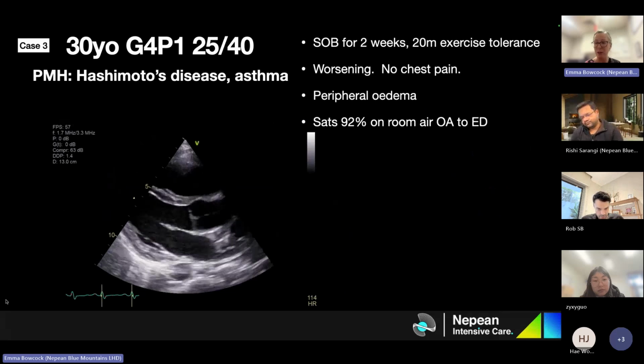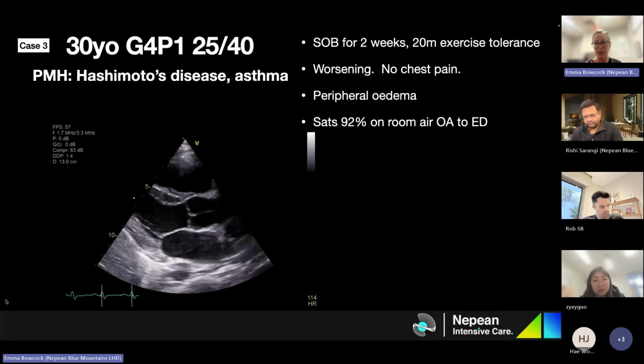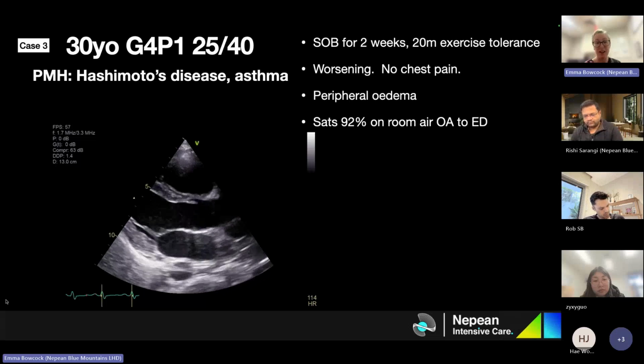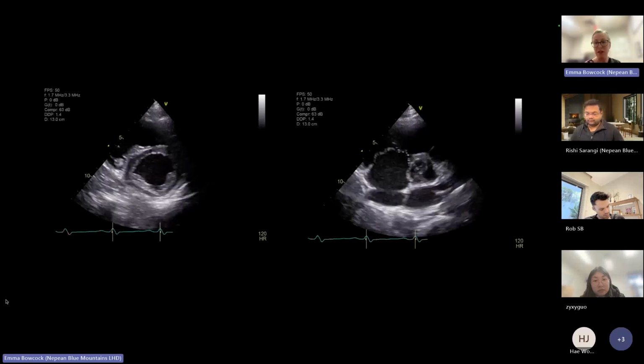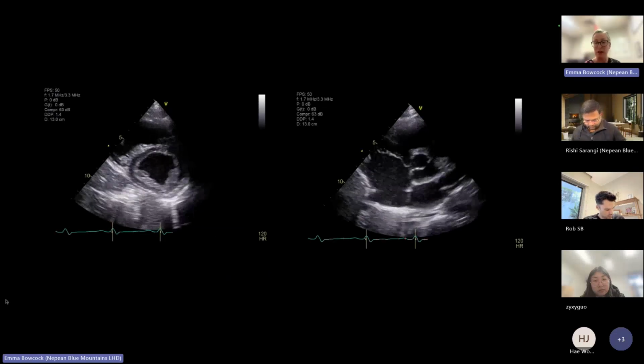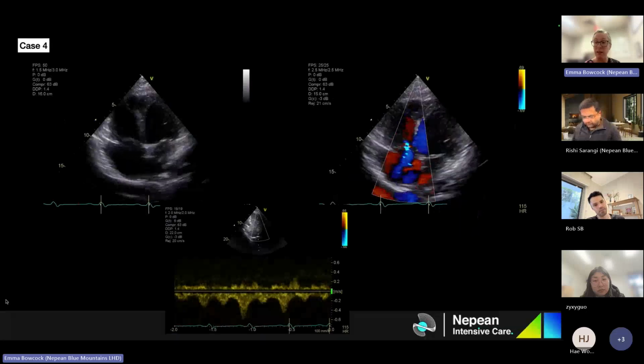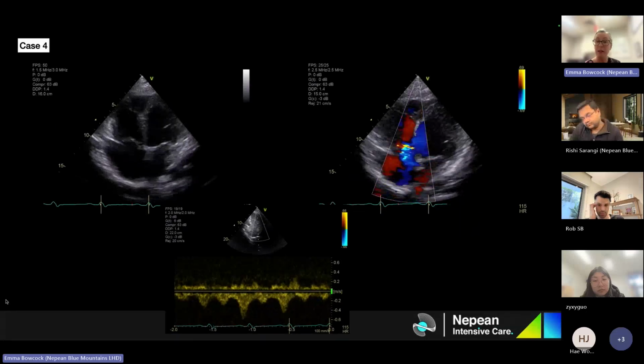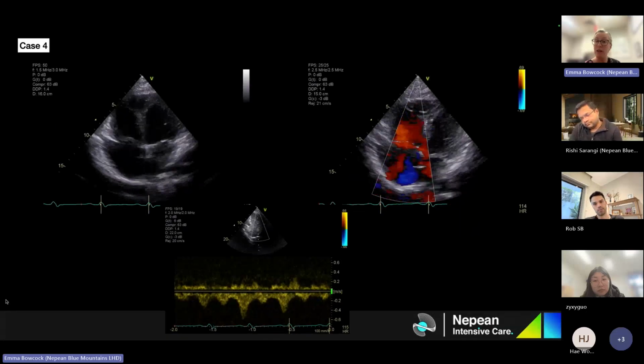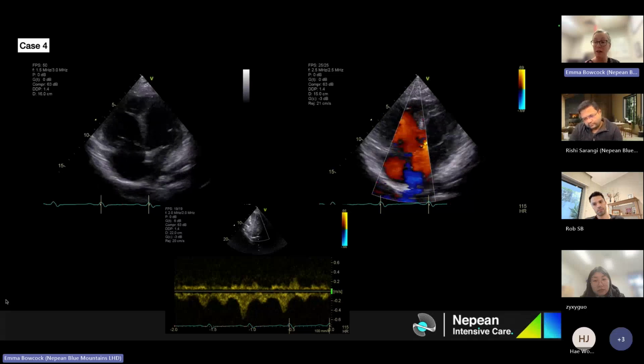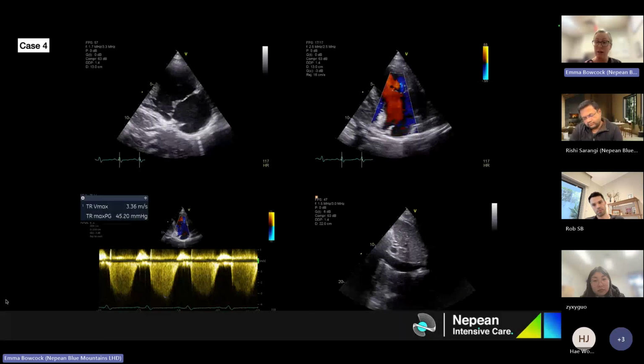And this is not an LV problem, this case, is it? It's all about the RV and pulmonary circulation. So her LV's not too bad. And I agree with you, I think the VTI is down because she's got right heart failure. But yeah, the LV's probably just been squashed, got impaired filling because the RV is just taking over the show.